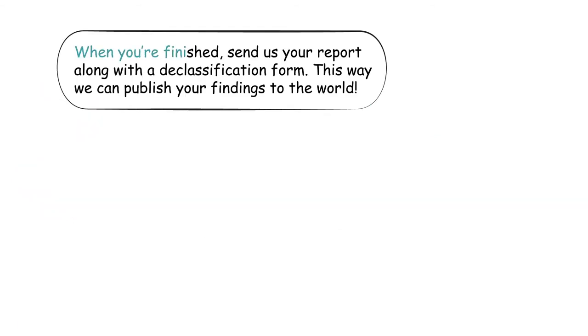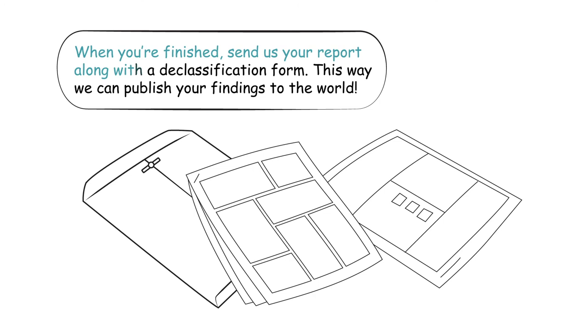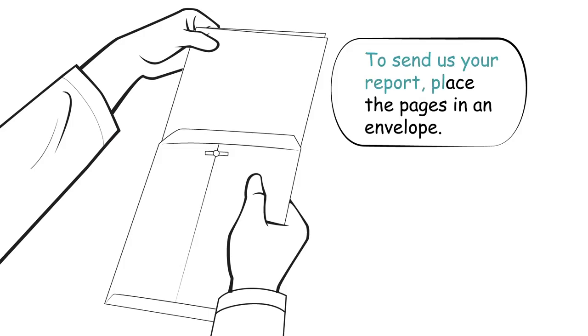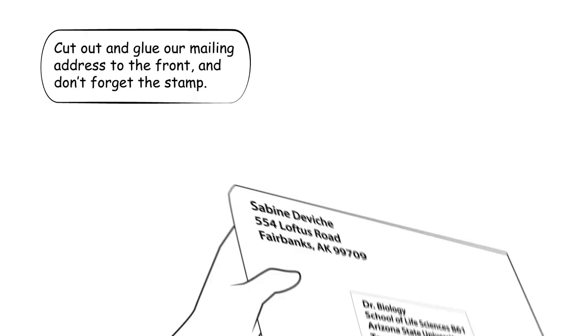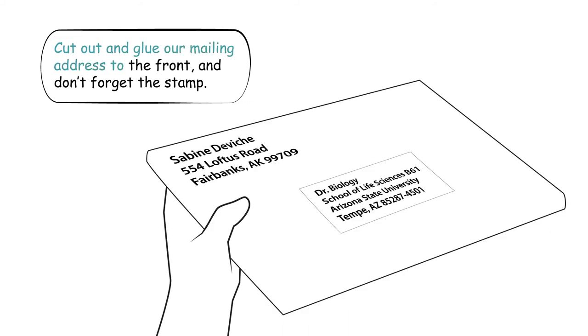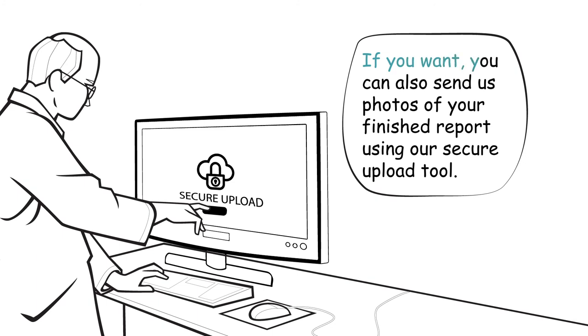When you're finished, send us your report along with the declassification form. This way we can publish your findings to the world. To send us your report, place the pages in an envelope, cut out and glue our mailing address to the front, and don't forget the stamp. If you want, you can also send us photos of your finished report using our secure upload tool.